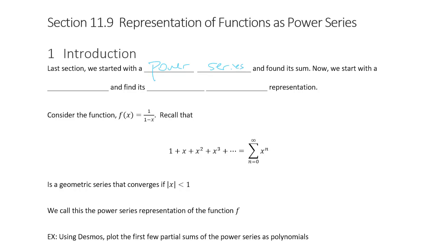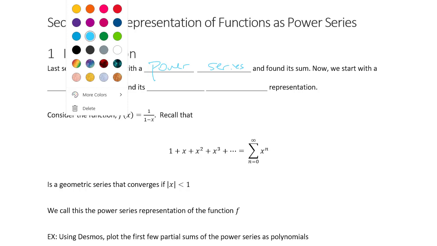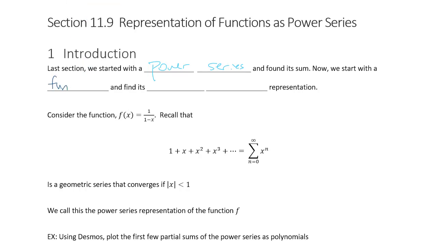Now what we want to do is we just want to start with a function, and we would like to be able to find its power series representation. So what's the difference? What are we doing different?